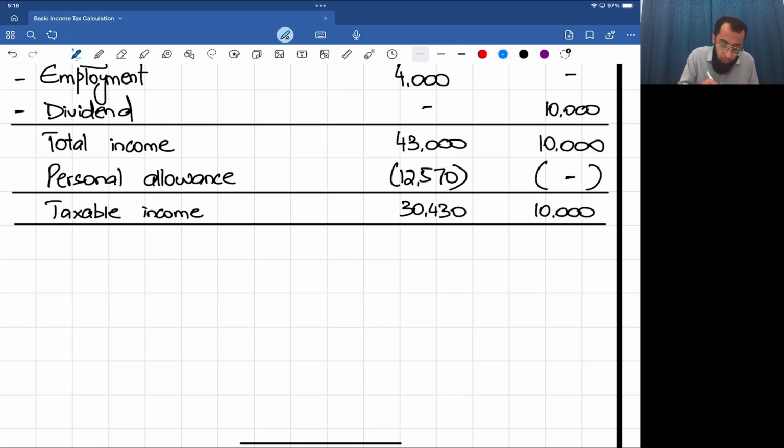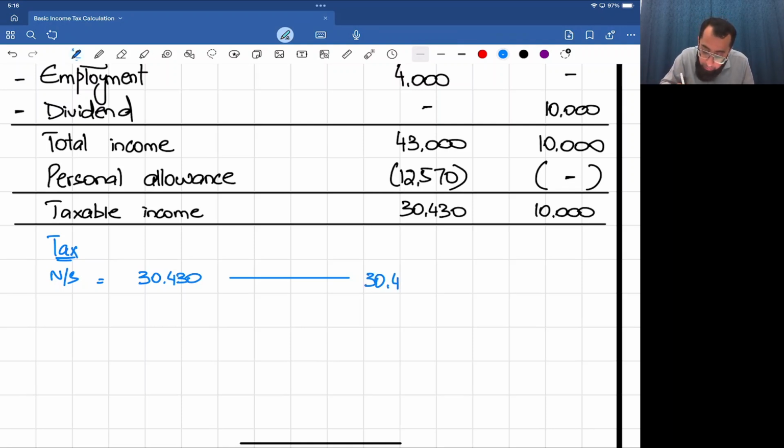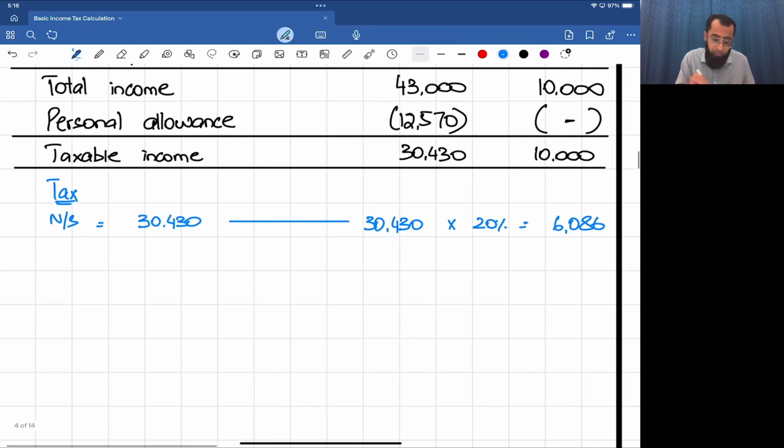Now let's charge tax on it. Your non-saving income is 30,430. I hope you guys remember the basic rate band. Till 37,700, the rate of tax is 20% when we talk about non-saving. So obviously this 30,430 lies in the basic rate band, which is still 37,700. So 20% on it gives you 6,086.